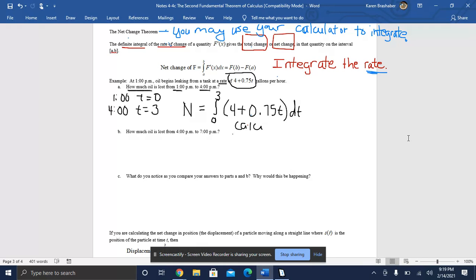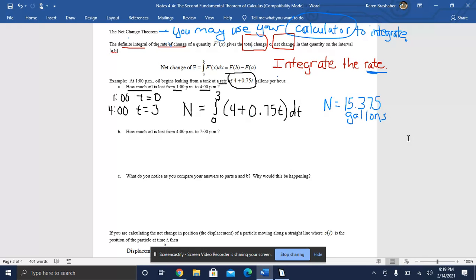Use your calculator. I tried to circle that for you, and I'm struggling with that even. And so your net change, having used your calculator, is 15.375, and that would be gallons. So 15.375 gallons. And then your second question, it asks how much oil is lost from 4 o'clock to 7 o'clock.